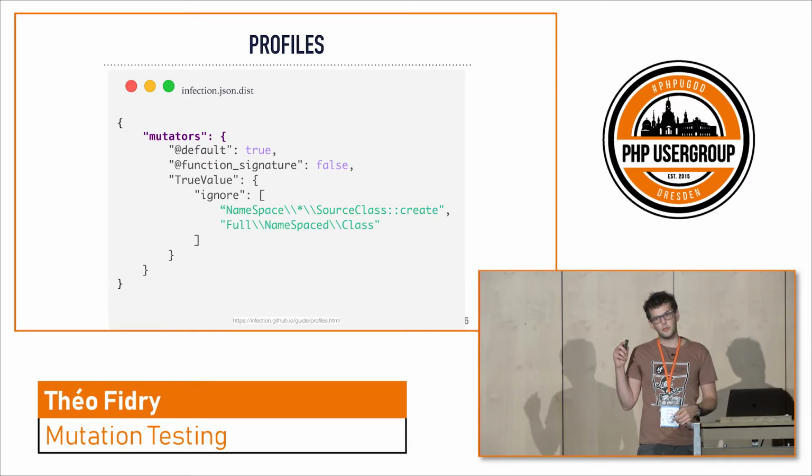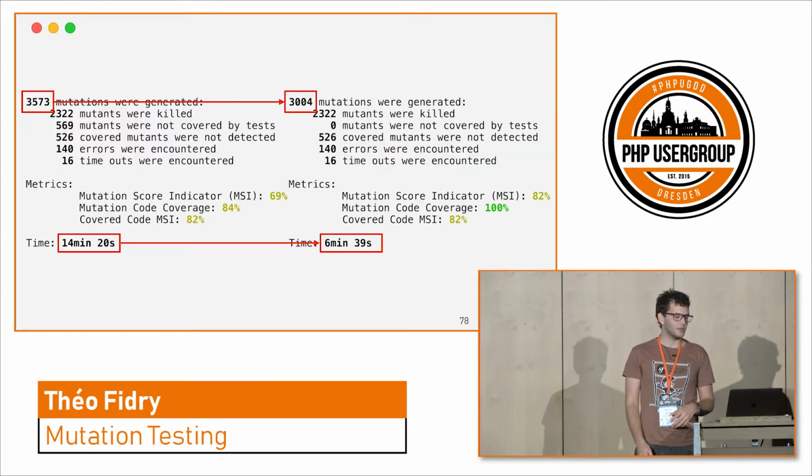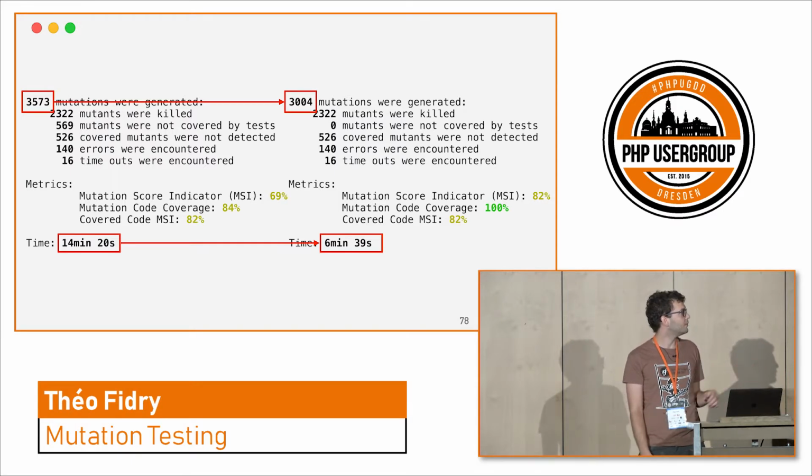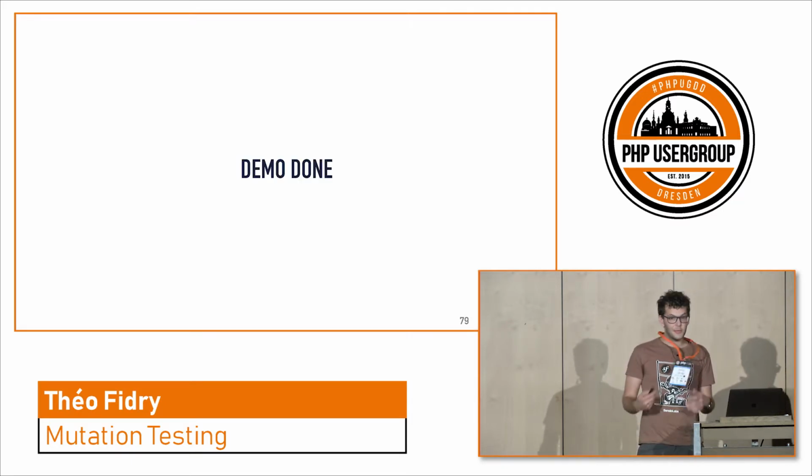So with those few tips in mind, we can run the previous command again. This time we're going to use threads and only mutate the covered code. On the left-hand side, there was the summary before, and on the right-hand side, a new one. So we went from 3,500 mutations to 3,000, and the time from 14 minutes to 6 minutes. Half the time, roughly. Pretty good. All right, so that's it for the demo.